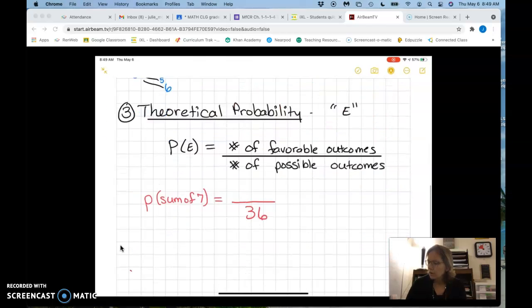Okay, so the probability, I'm still using a highlighter, hold on. Probability of rolling a sum of 7 is 6 out of 36. Or if we reduced it, good, 1 out of 6. So that's our chance or our probability of rolling a sum of 7.